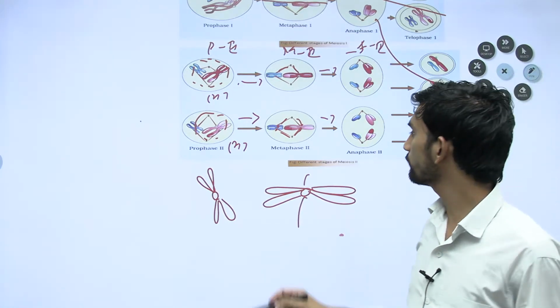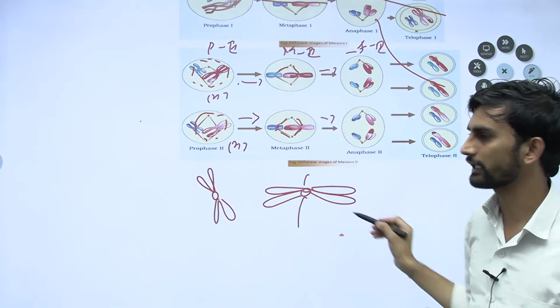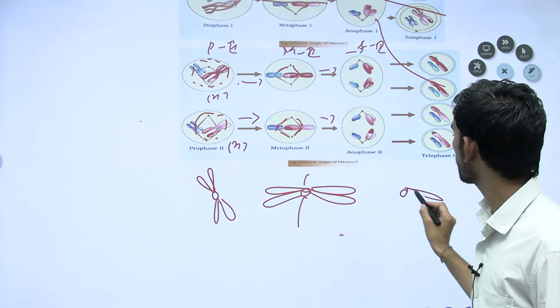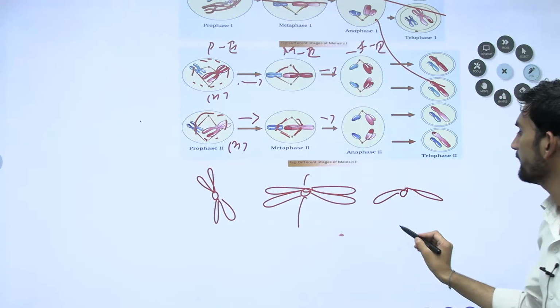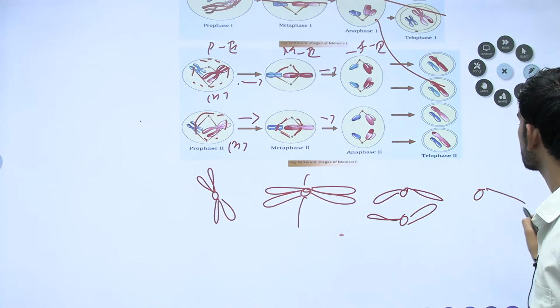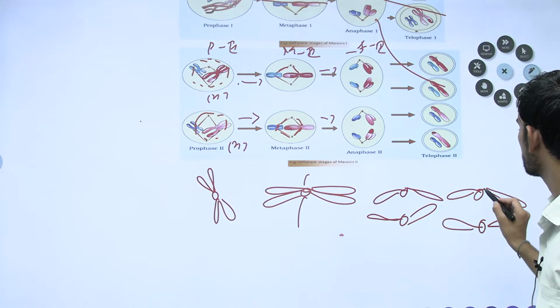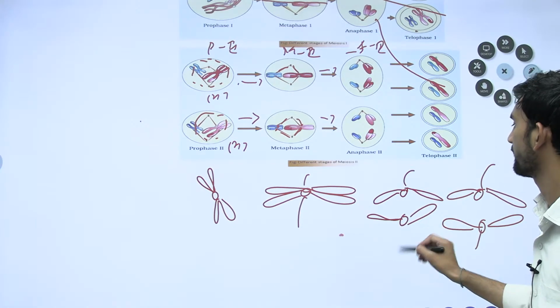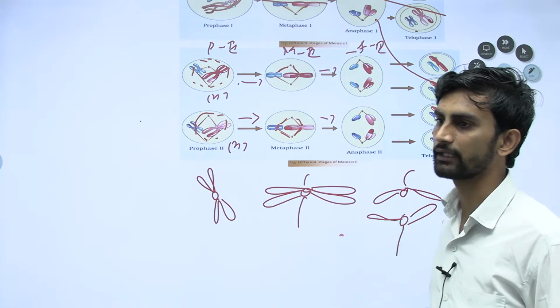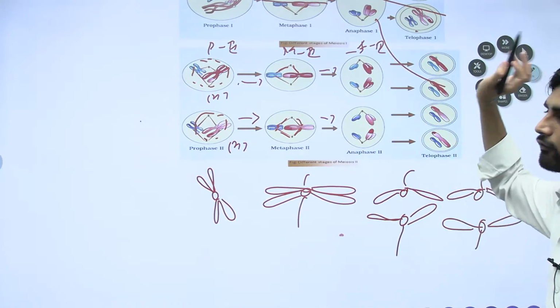In anaphase 2, what's happening? The splitting of the centromere, in both the daughter cells I am talking about. In both daughter cells the centromere will split like this, and the chromosomes will move towards their opposite poles. This is by splitting of the centromere, and this is related to anaphase 2. Then followed by telophase 2.